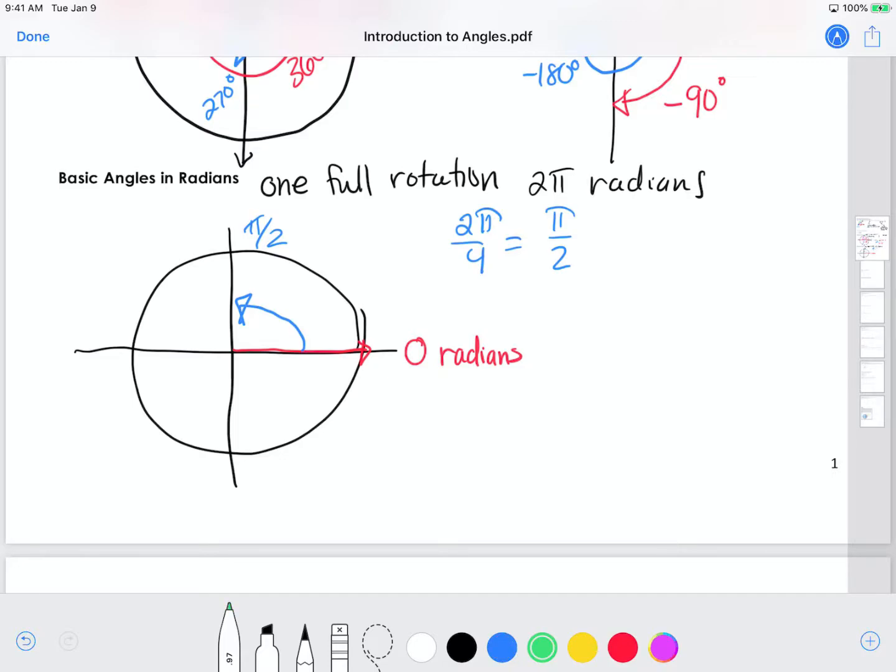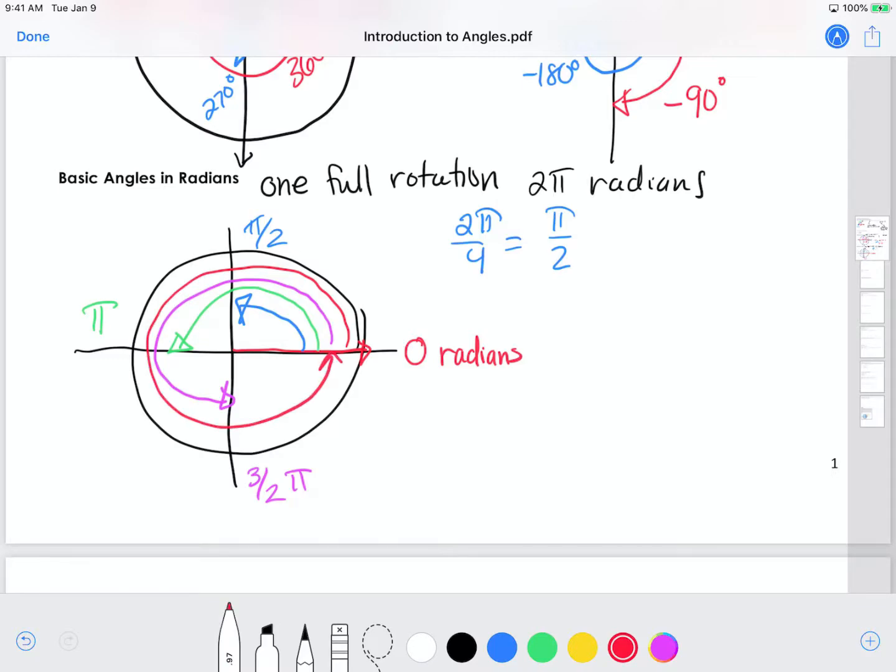Now, if I swing open half the circle, then that would be 2 pi, which is 1 full rotation, and I divide it by 2, that would be a rotation of pi radians. Then if I swing open 3/4 of the way, 3/2 pi. And then if I, of course, open all the way, 1 full rotation, that would be 2 pi radians.